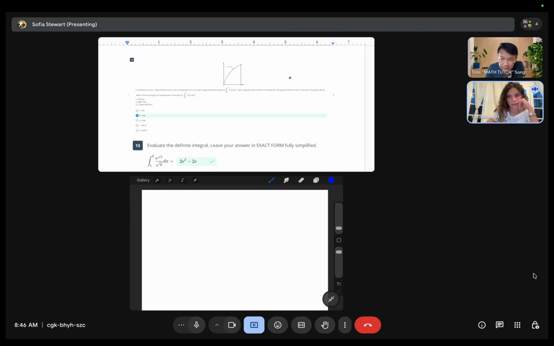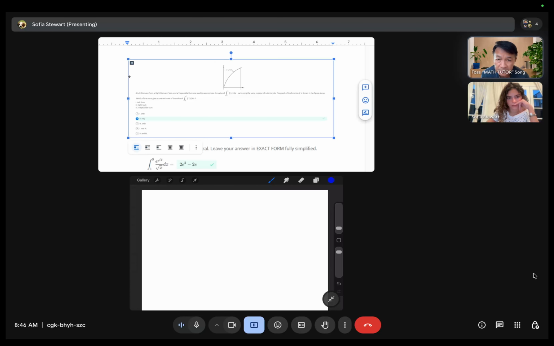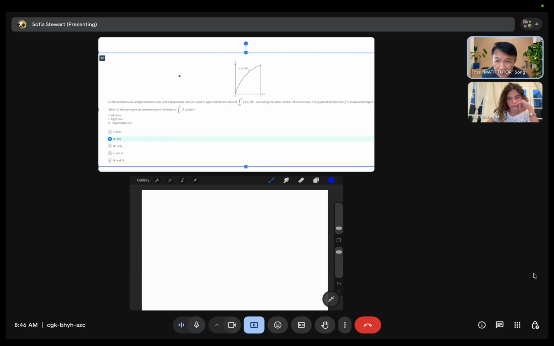This might be the last one. Is that big enough or should I zoom in? Yeah, I need to see it. It's too small. Okay, that's better.